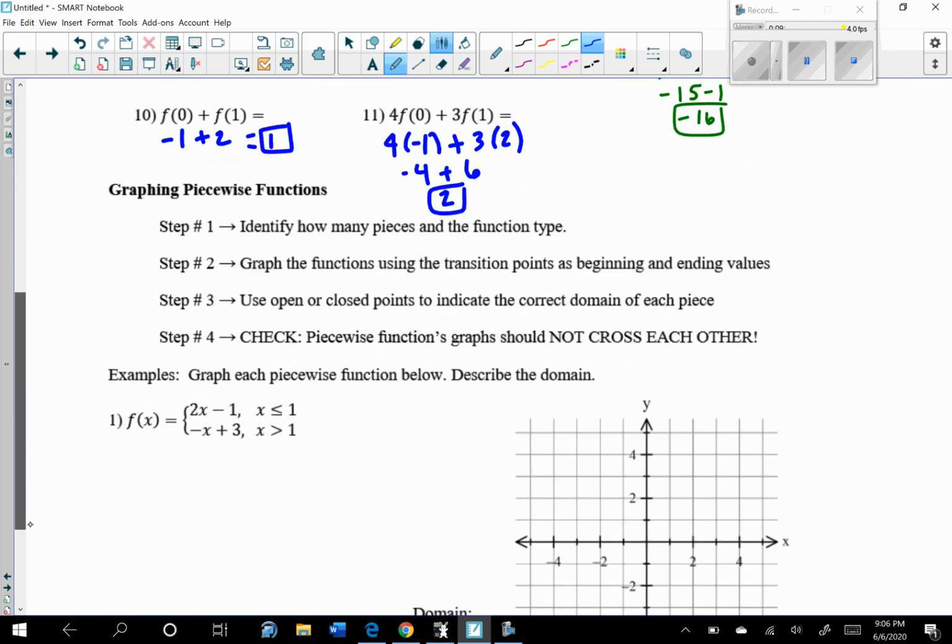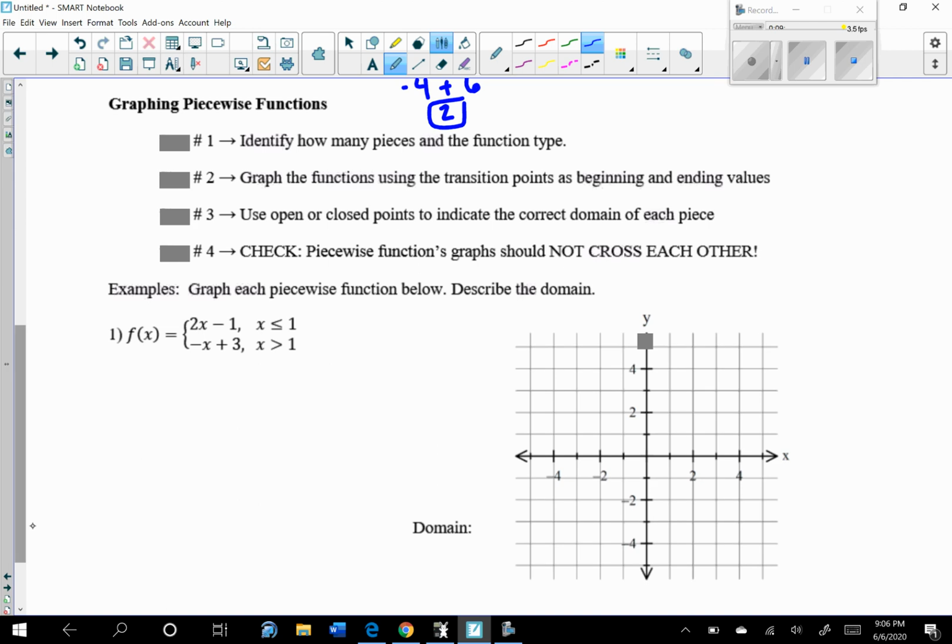Next, we're going to look at graphing piecewise functions. These are the steps that I like to use when graphing. Step 1, identify how many pieces and the type of function. Step 2, graph the functions using the transition points as beginning and ending values. Step 3, use open or closed points to indicate the correct domain of each piece. And step 4, check your piecewise function graphs. They should not cross each other. So keep that in mind when you are graphing these.